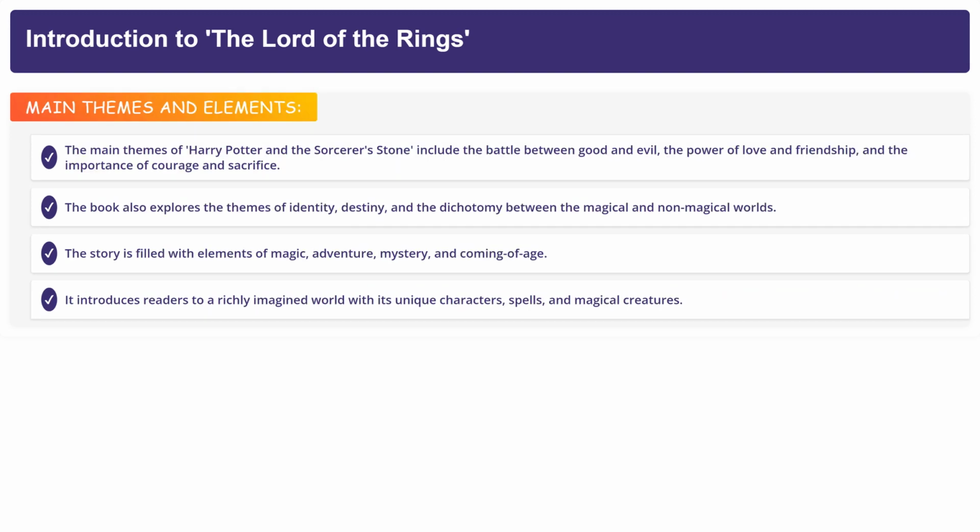In this section, we will delve into the main themes and elements of Harry Potter and the Sorcerer's Stone. The book explores the battle between good and evil, emphasizing the power of love and friendship. It also highlights the importance of courage and sacrifice. Additionally, the story delves into themes of identity, destiny, and the contrast between the magical and non-magical realms. The book is filled with elements of magic, adventure, mystery, and coming of age, introducing readers to a captivating world of unique characters, spells, and magical creatures.